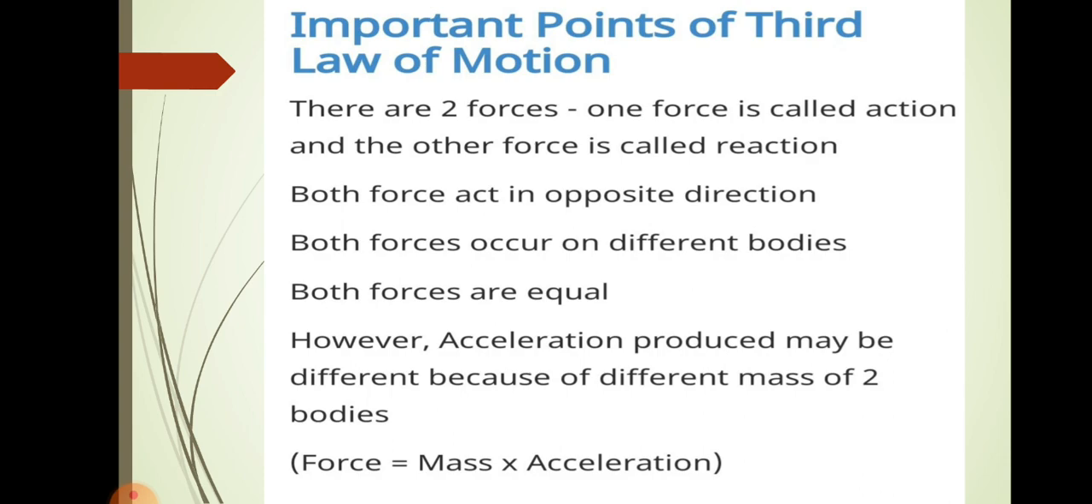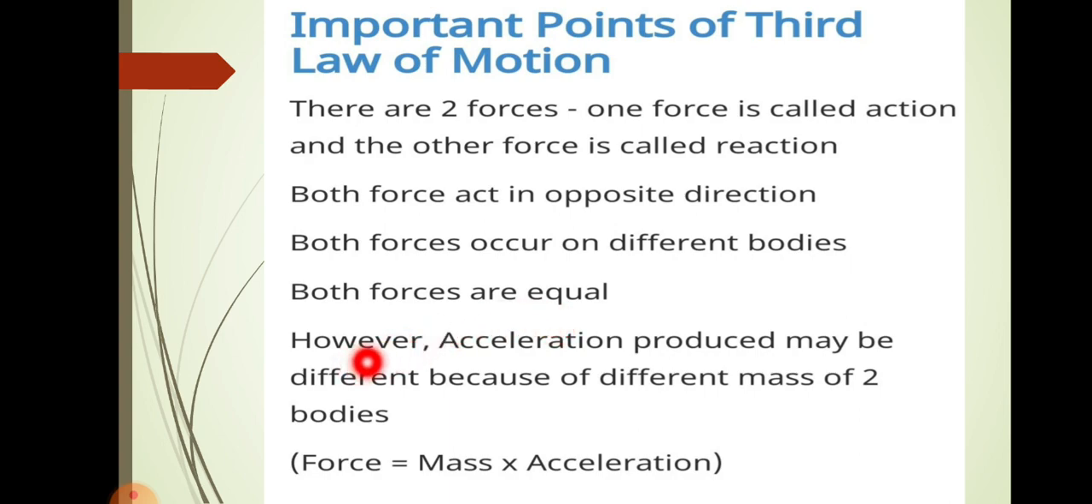So the important points which you have to remember in the third law of motion: there are two forces. One force is called action and the other force is called reaction. Both forces act in opposite direction. Both forces occur on different bodies. So one force acts on one body, and the other force acts on the other body. So there are two different forces acting on two different bodies. Both forces are equal. So if one is 100 Newton, the other force also will be 100 Newton, acting in opposite direction.